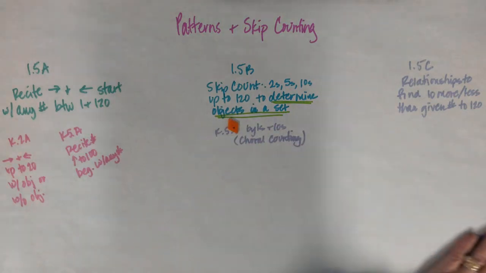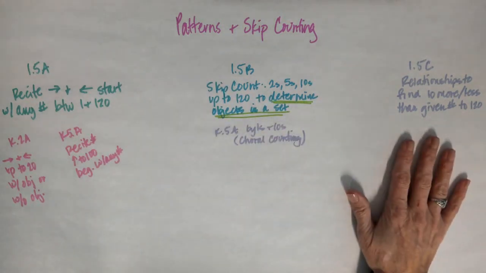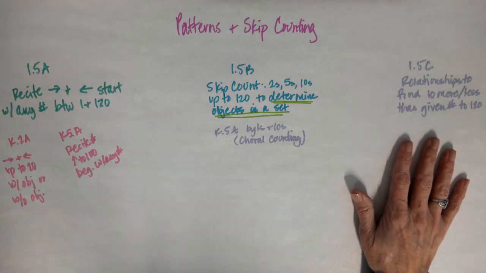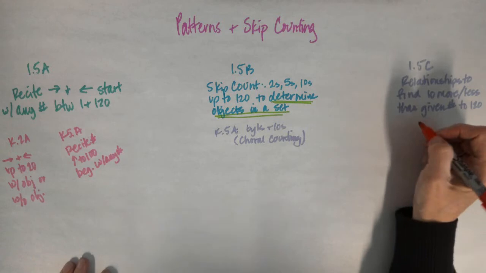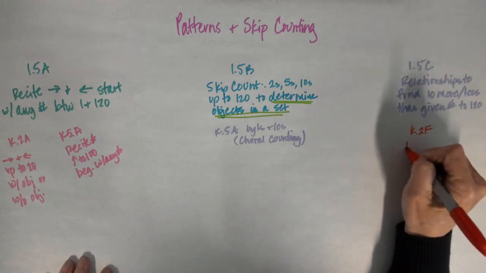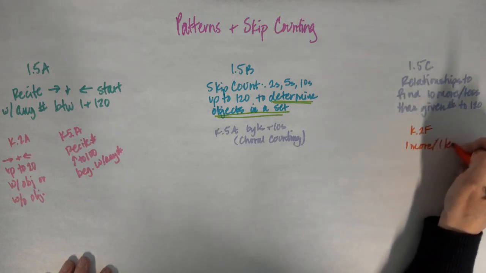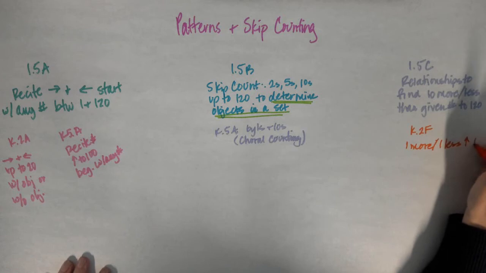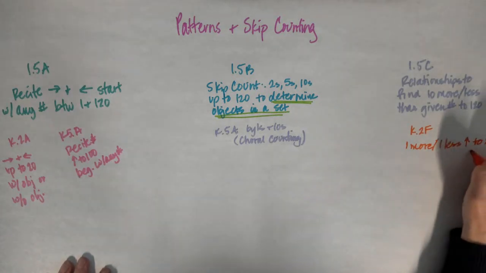Now, we're going to move these out of the way. And the last one that we're going to talk about is 15C, which is our relationships to find 10 more or 10 less than a given number up to 120. So what did they do with this in kindergarten? Well, in K2F, they did 1 more or 1 less, but they only went up to 20.